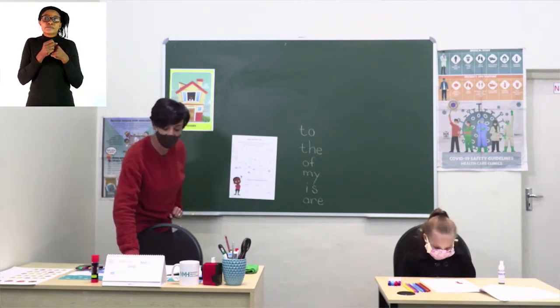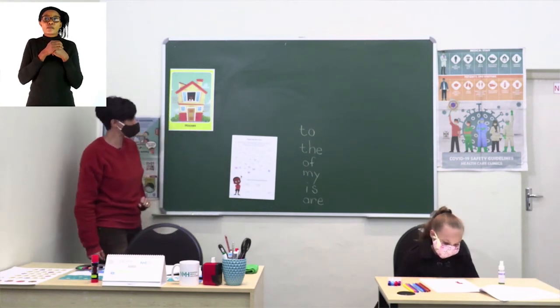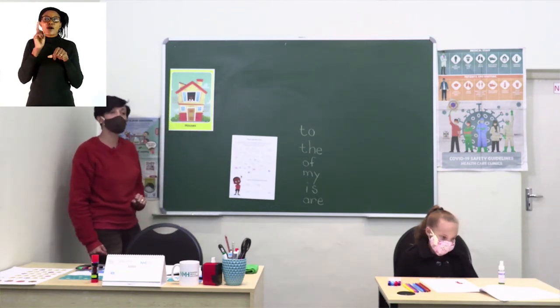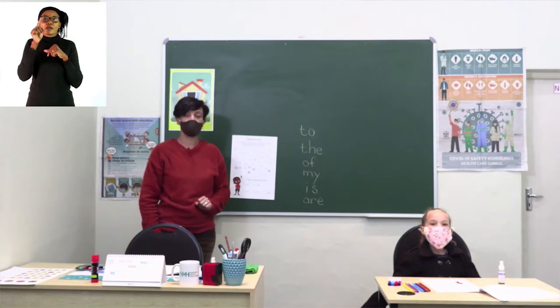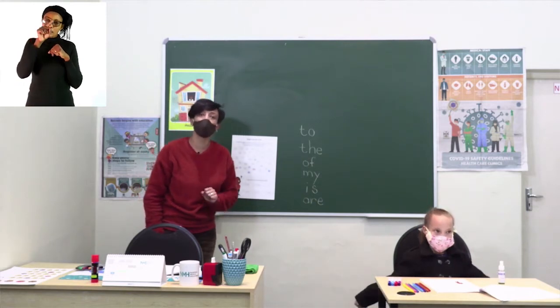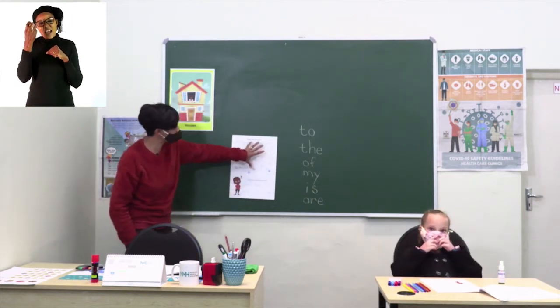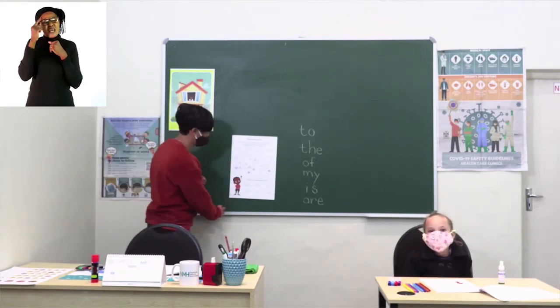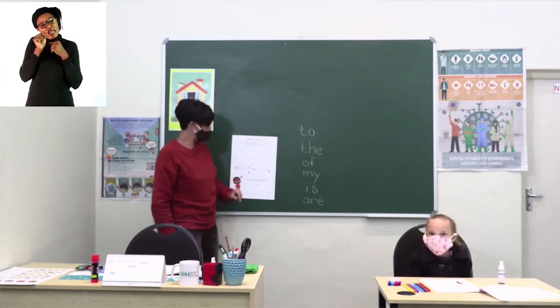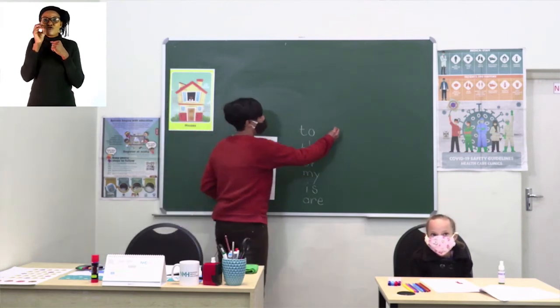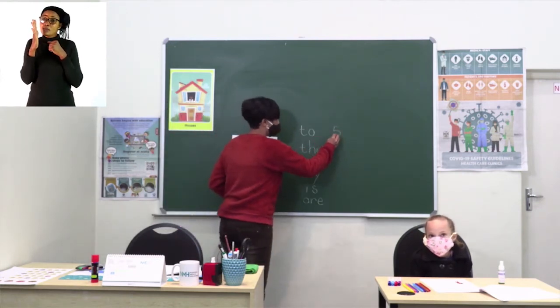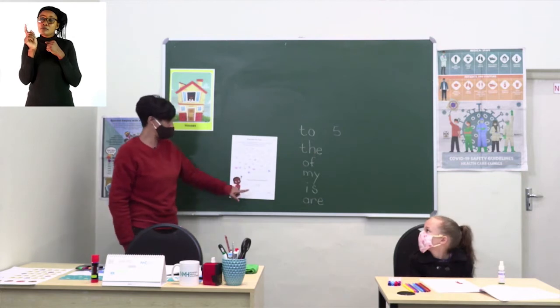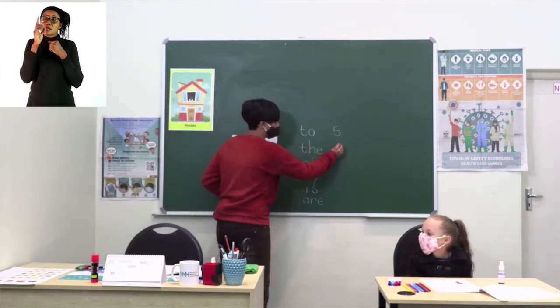The last thing that you must do is, it also says, circle the word that is the most on this page. So you have to go think now and count for yourself. To, we said it is 5. The, we said it is 9.